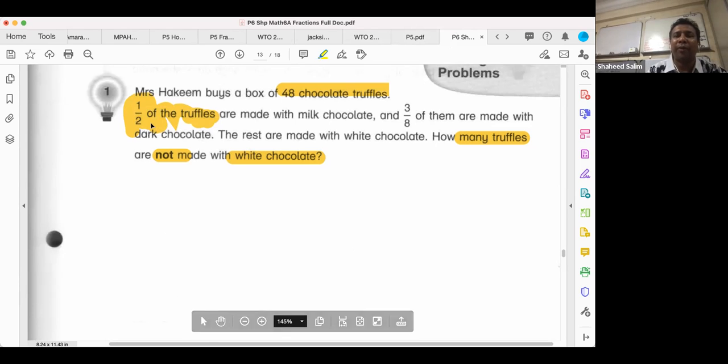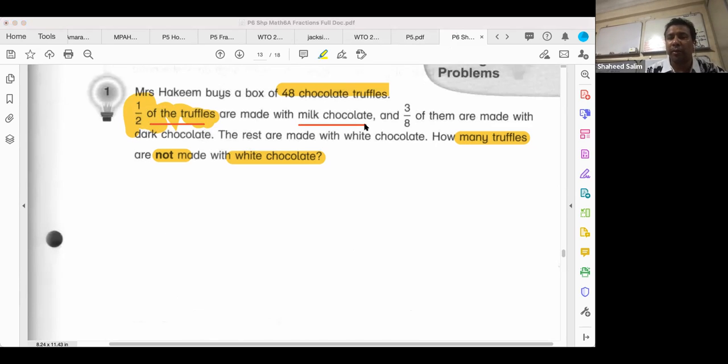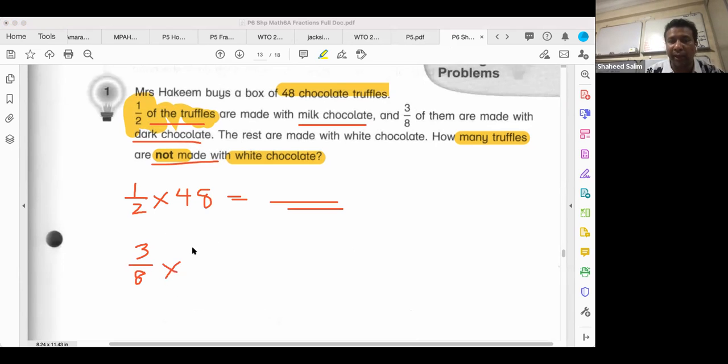So now half of them are made with milk chocolate. 3/8 of them are made with dark chocolate. So they want to know which ones are not made with white chocolate. So these are half and 3/8. You can find out what is half of 48. Half times 48, so you can find out how many are made with milk chocolate. Then 3/8 are made with dark chocolate. Find out what 3/8 times 48 is. And then you add them together.